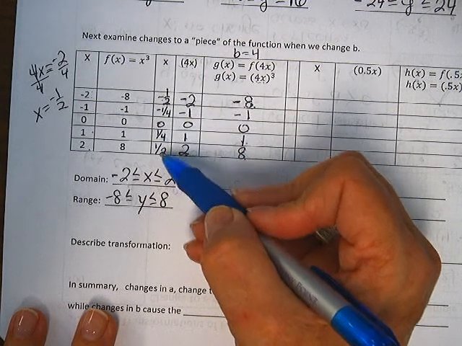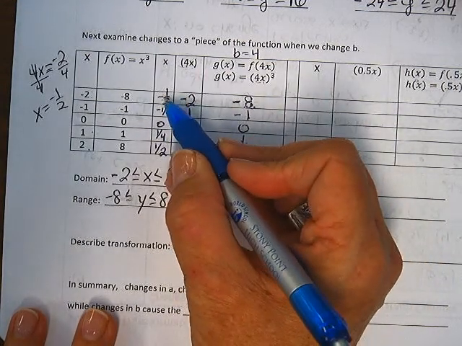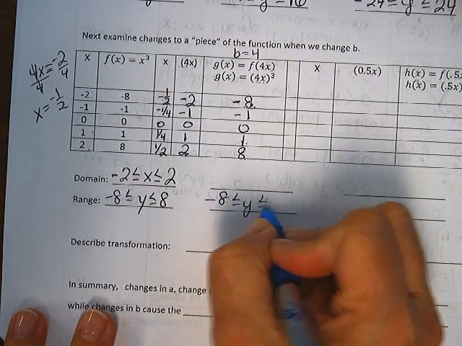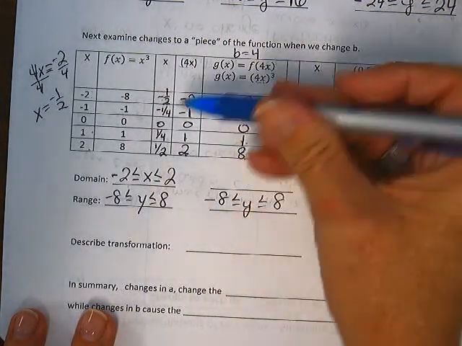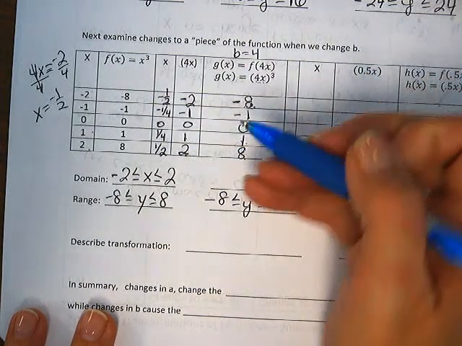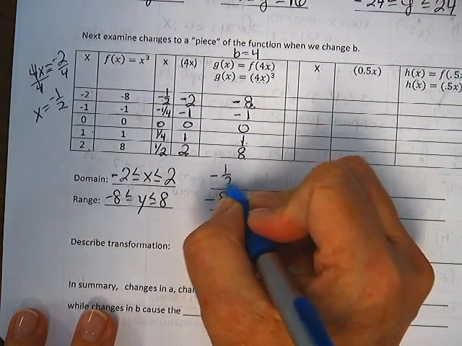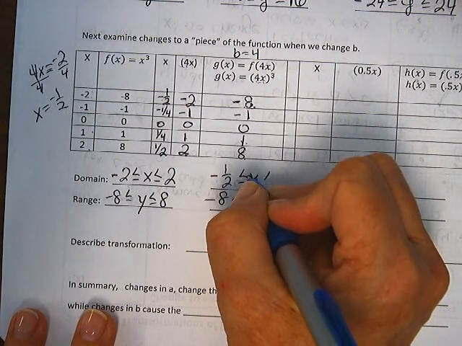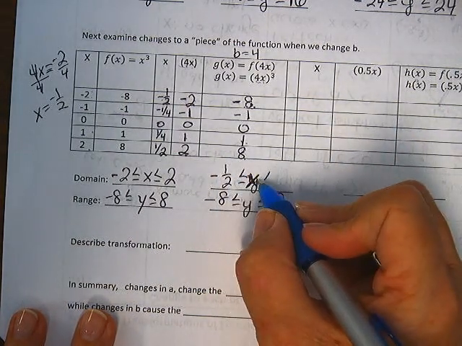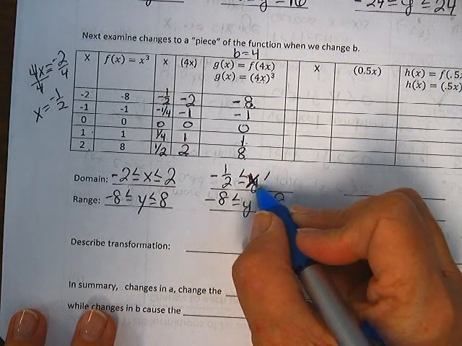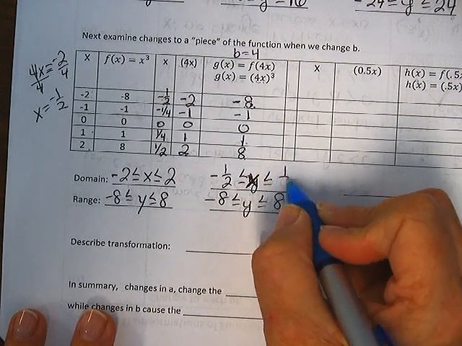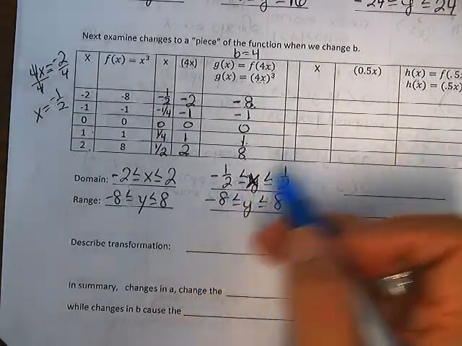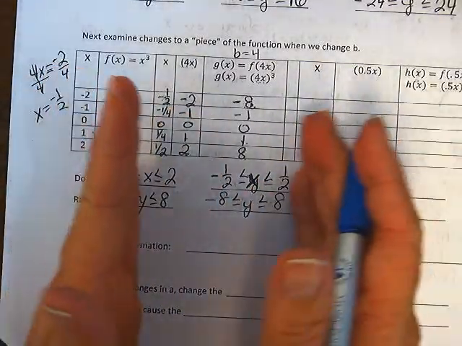So my range has stayed the same. It's negative 8 less than or equal to y, less than or equal to positive 8. But my domain, take a look at our domain. Our domain has gone from negative 1/2, not y, domain is x's. So our domain is from -1/2 is less than or equal to x is less than or equal to +1/2. What has happened to my domain? It's been compressed inwards, right?